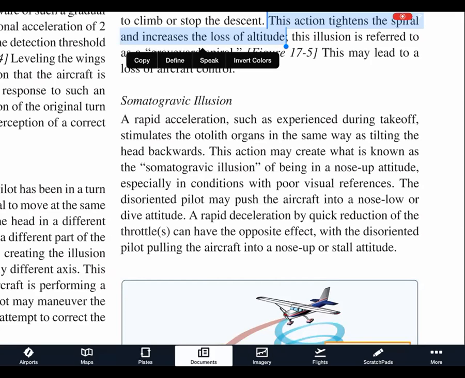So somatogravic illusion, of course, is basically an acceleration or deceleration that leads to the illusion of an associated pitching up or pitching down, or even maybe a ballooning or a sinking of the airplane as well.